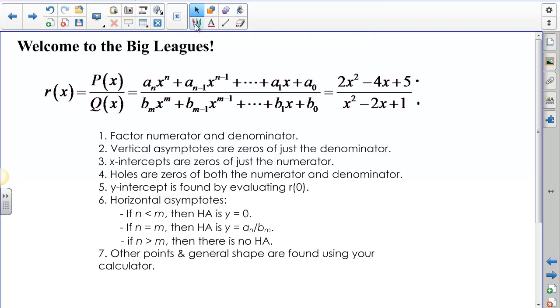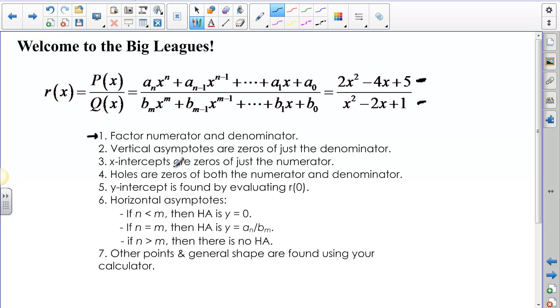The biggest thing that we're going to do is work with, as I said, a little bit more detailed or complex polynomials in the numerator and denominator, and therefore it's going to cause us to have to do a little bit extra work. The number one thing that I want you to do when you come across a rational expression like this is to factor the numerator and denominator. It's going to allow us to do two things.